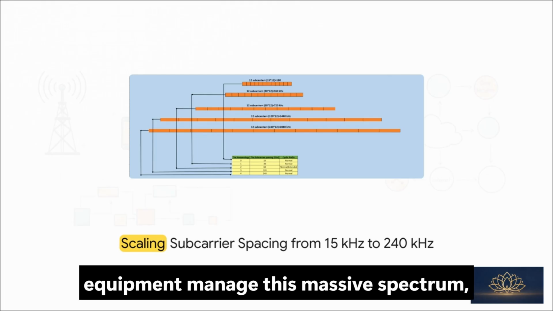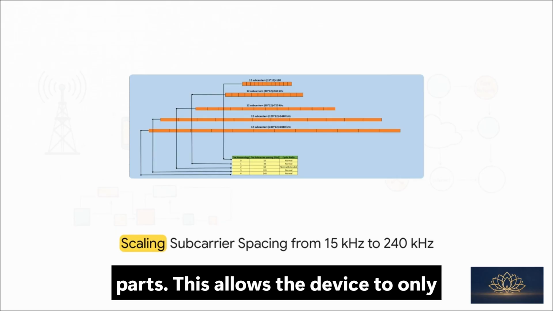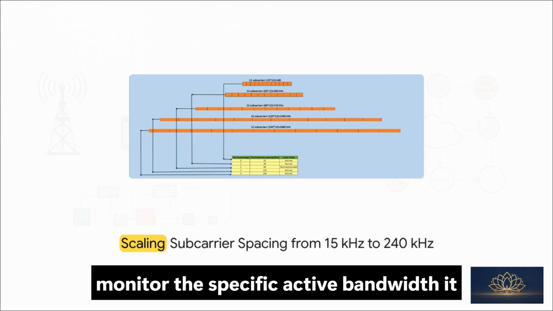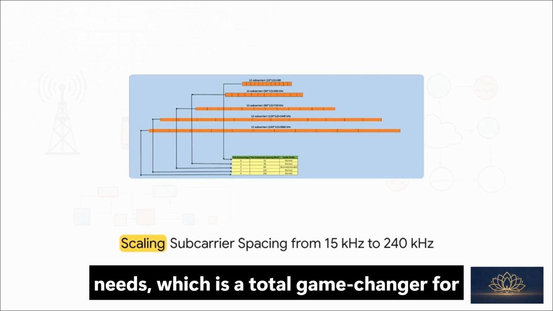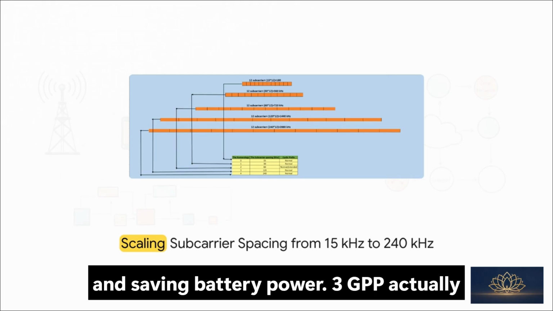And to help user equipment manage this massive spectrum, 5G introduces something called bandwidth parts. This allows the device to only monitor the specific active bandwidth it needs, which is a total game changer for drastically reducing RF processing load and saving battery power.